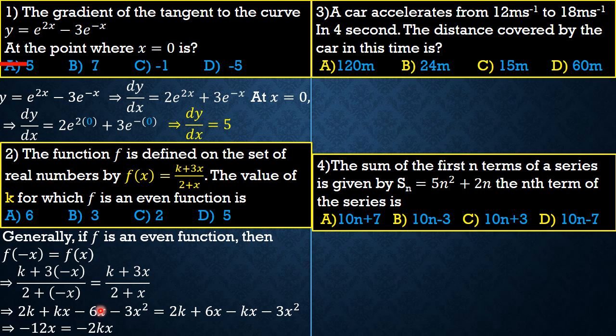We divide all through by negative 2x, we are going to see our k to be 6. Great. So guys, option A is still the best option for this question. Great. All right. So guys, let's look at question 3.